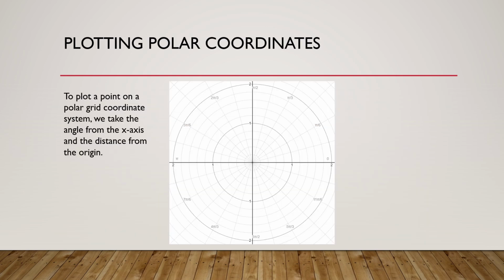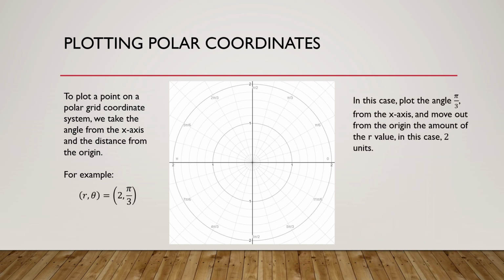To plot a point on a polar grid coordinate system, we take the angle from the x-axis and the distance from the origin. For example, (r, theta) equals (2, pi over 3). In this case, plot the angle, pi over 3, from the x-axis and move out from the origin the amount of the r value, in this case 2 units.